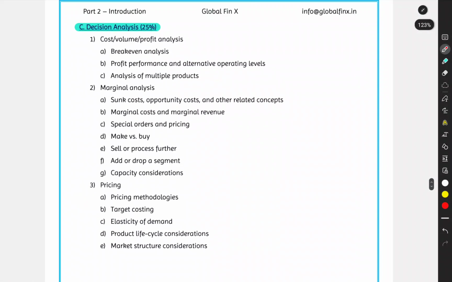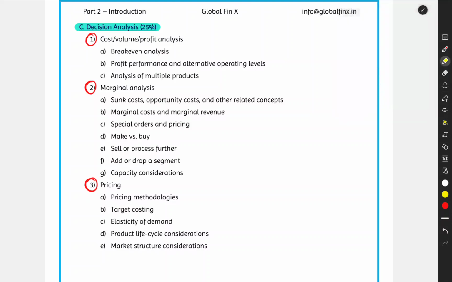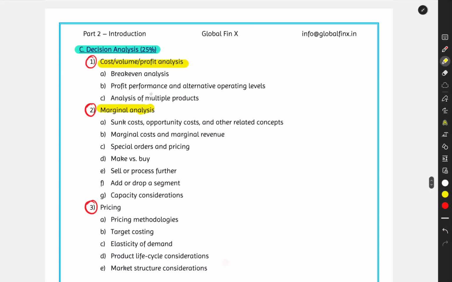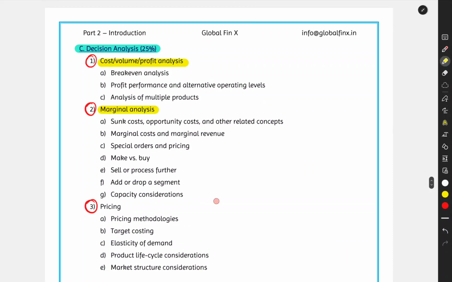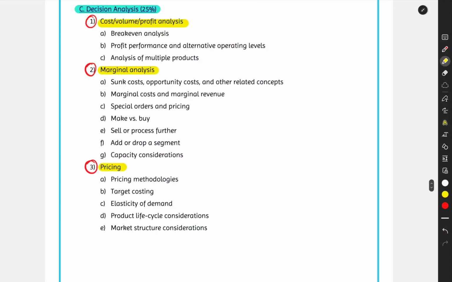So if you see section C, there are only three topics, three units rather, right? So sir, isn't this one of the smallest ones? Absolutely yes. One is cost volume profit CVP analysis, the other one is marginal analysis, and then you have the third one, which is regarding the pricing. So three topics which are basically straightforward. So then why 25% of the score is given to this?